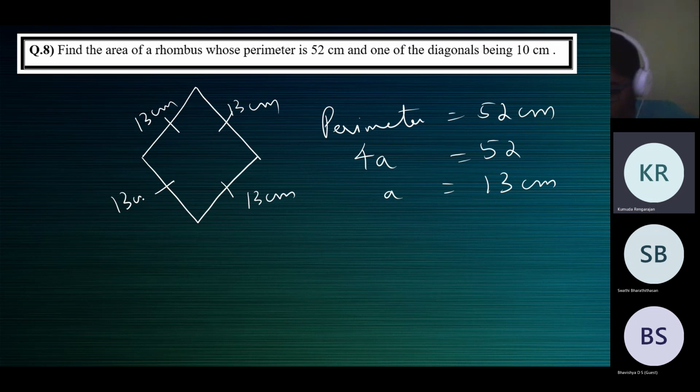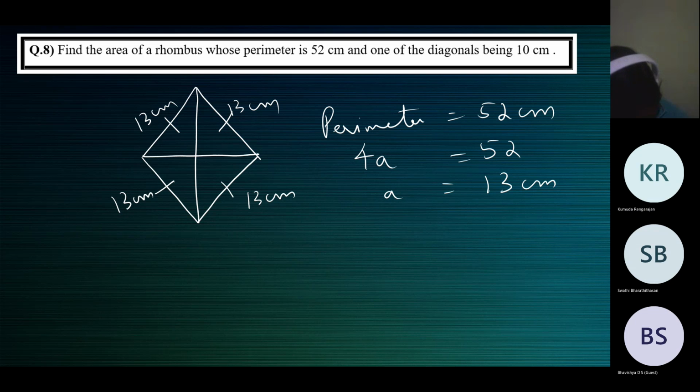And the length of one of the diagonals is 10 centimeters. So it can be any diagonal. So let's take both the diagonals. We'll mark this diagonal as 10 centimeters. By the property of a rhombus, diagonals are unequal, but they bisect each other at right angles.